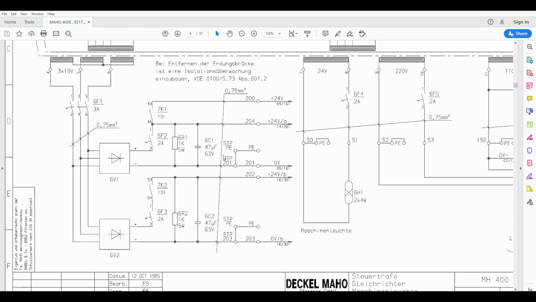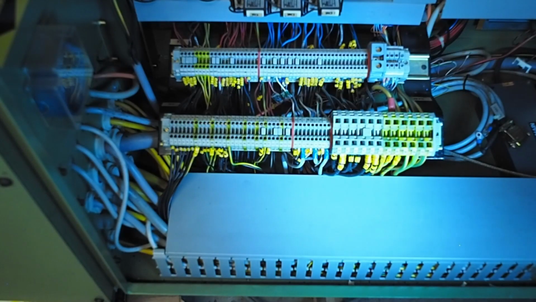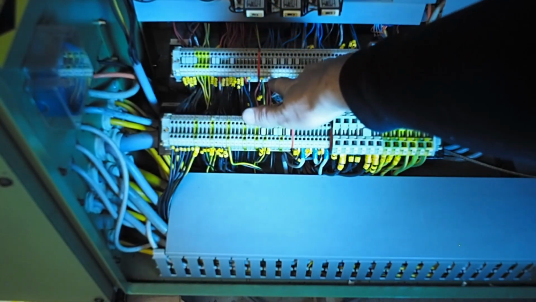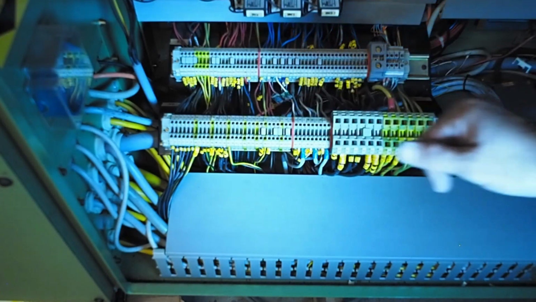The MAHO's got three 24 volt DC buses, 202, 204, and terminal 200. However, 202 and 200 are both powered through 7K1 and 7K2, which are e-stop relays. So the only bus which is always powered is 202 to a ground at terminal 201. Now, unfortunately, I don't have any free terminals on those two. So I've got it connected into terminals. 202 is the power line and 203 is the earth.